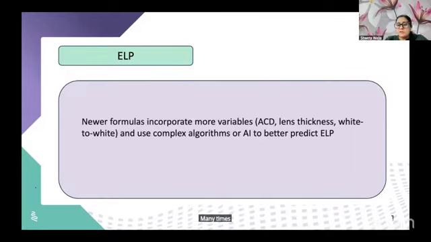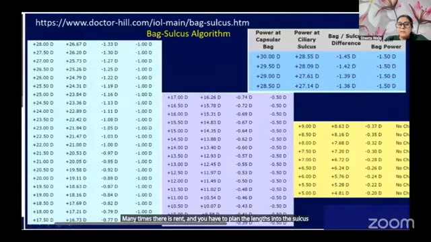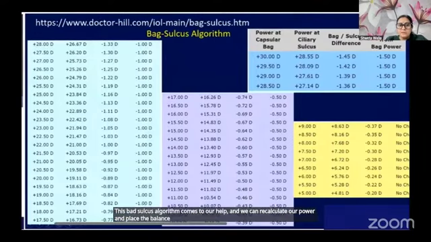Many times there is a rent and you have to plan the lens into the sulcus. And at that time, this Barrett sulcus algorithm comes to our help, and we can recalculate our power and place the lens into the sulcus.